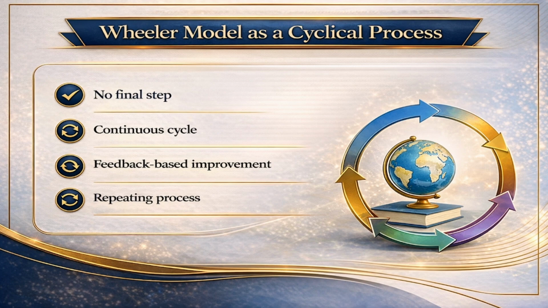After evaluation, the feedback process starts again. We go back to objectives, improve planning, and continue teaching with better strategies. The cycle keeps repeating. This continuous loop makes it a cyclical approach. In short, Wheeler model is called a cyclical approach because the process does not end at evaluation. It continues again from improved objectives. I hope the concept of cyclical process is clear to you.